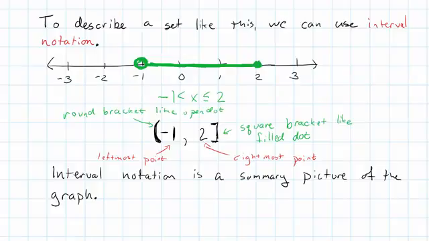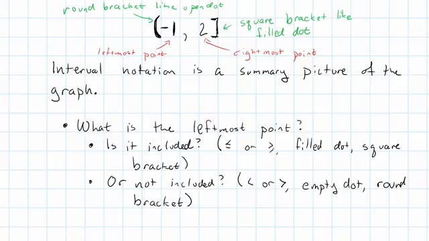So the round bracket is like the empty dot. The square bracket is like the filled dot. In the picture, I see that -1 is the leftmost point and +2 is the rightmost point. So I write -1 on the left and +2 on the right. So the questions that we go through are, first, what's the leftmost point? What's the smallest number in our graph? Is it included? Did it come from a less than or equal to or a greater than or equal to? Does it have a filled dot on the graph?